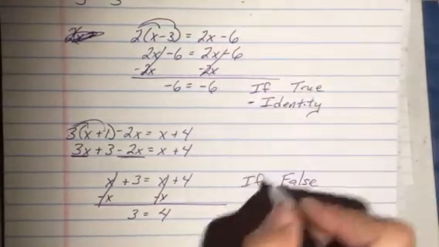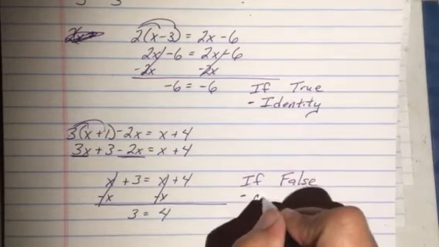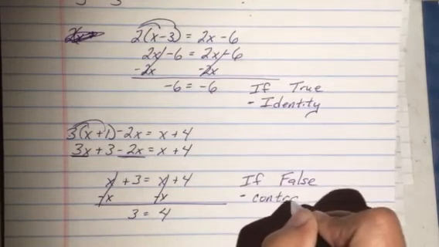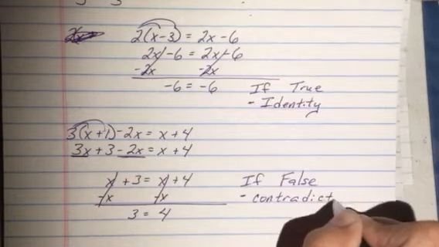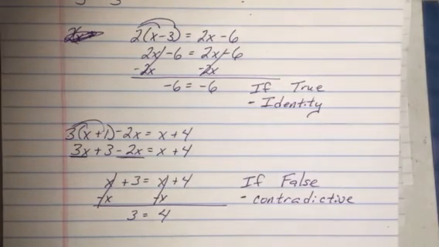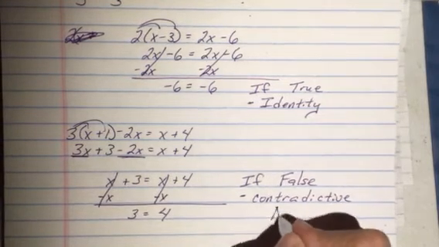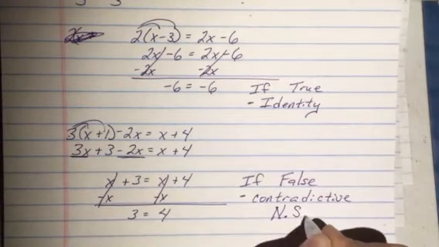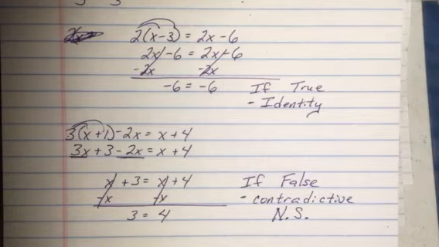then you have something called a contradiction or a contradictive, either or. It means that this equation can't work. There's no solution. So most of the time I write no solution. There is not a number that will work.